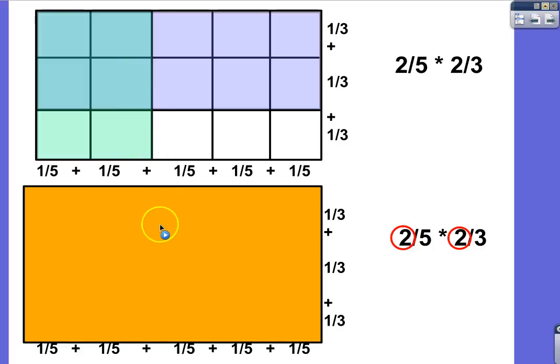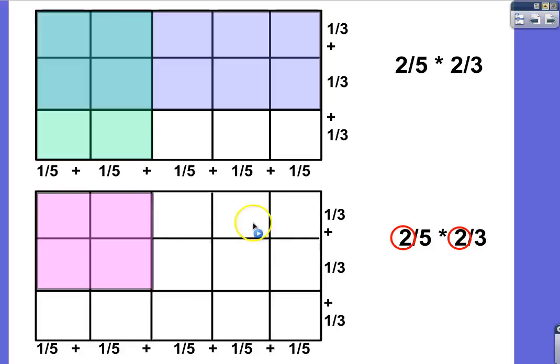Now let's see if I'm only shading in. Here are my thirds, and I'm shading in 2 of the 2/3. And here is my 2/5, and I'm shading in 2 of the 2/5. And now this is going to give me my answer that I need here. 2/5 times 2/3 is going to give me 4/15. And you get the same answer either way that you do it. Okay?